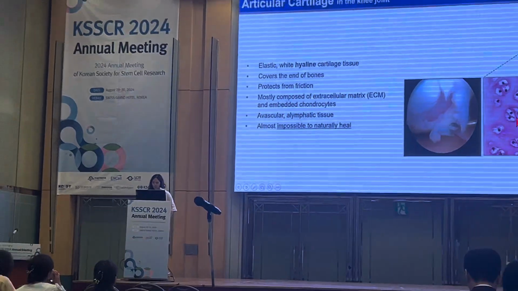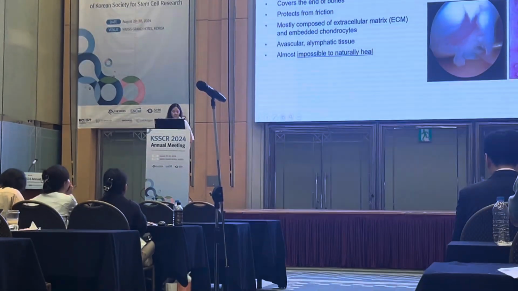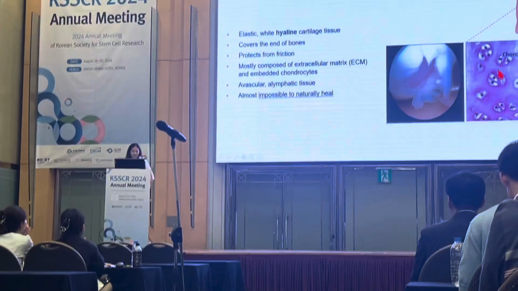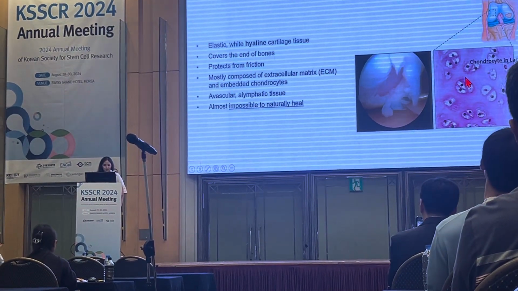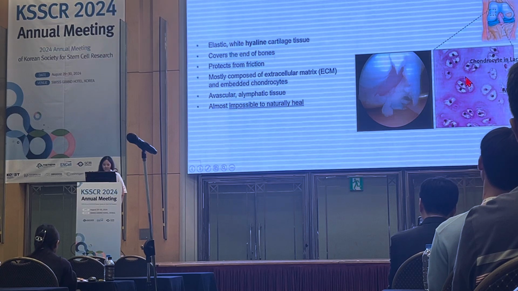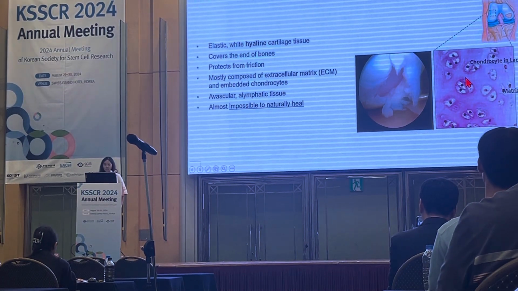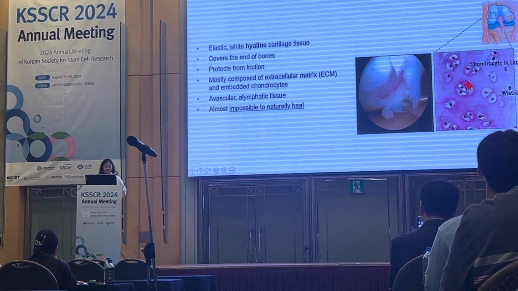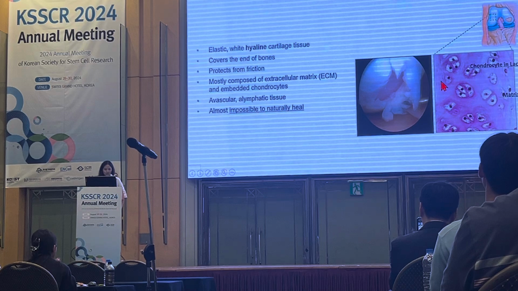So these characteristics make the cartilage tissue avascular and alymphatic, and this makes the cartilage almost impossible to naturally heal, because when a defect is made, stem cells and other nutrients that have to go to the defected area cannot reach it directly.